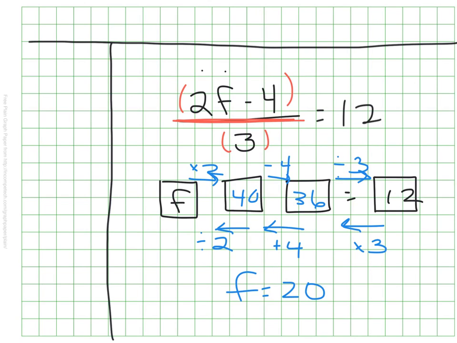How'd you do? Did you find out that my missing number, f, was equal to 20? Right? Let's see if that makes sense. 20 times 2 is 40. 40 minus 4 is 36. And 36 divided by 3 is 12. So it worked. Right? So again, this is not anything new, right? We're still just using backtracking to find an unknown number. That's what our essential question was. But it's just this time trying to make sure we can take an algebraic equation and use the backtracking model to help us find our missing variable.